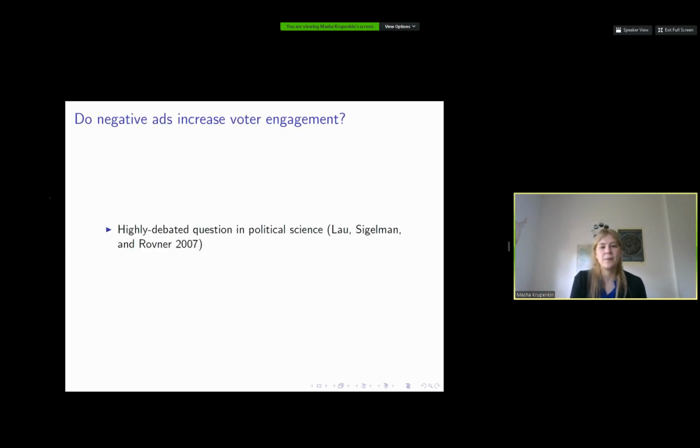So there's been quite a bit of literature asking this particular question: do negative ads increase voter engagement? It's a highly debated question in political science. This particular review I cite finds that there's compelling evidence on both sides. It could be that negative ads increase turnout. It could be that negative ads decrease turnout by increasing cynicism. So there's been quite a bit of research done on this particular topic.